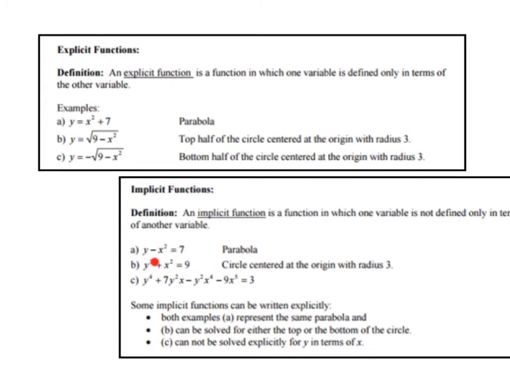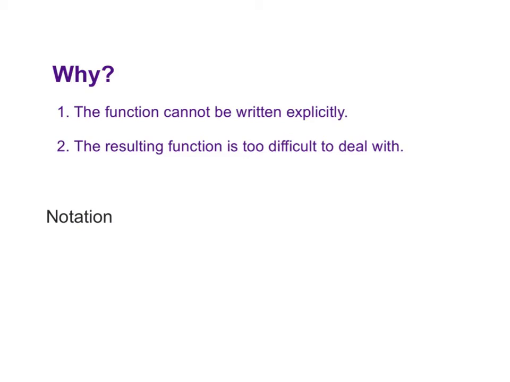It doesn't mean that we can't use it for other functions as well, but sometimes it is slightly easier to take the derivative of an explicit function. So once again, the reasons that we use implicit differentiation is because the function cannot be written explicitly or the resulting function is too difficult to deal with otherwise.